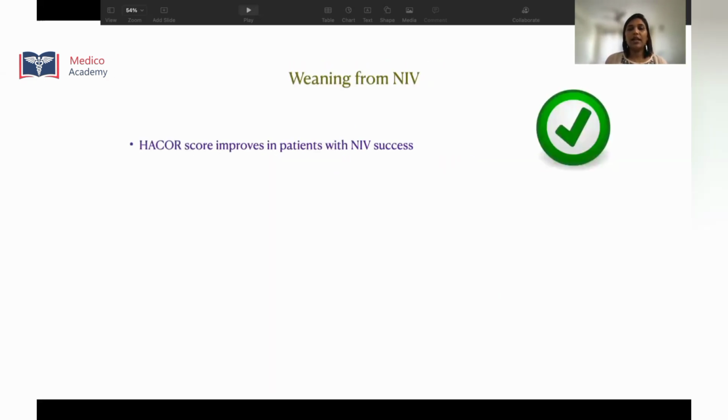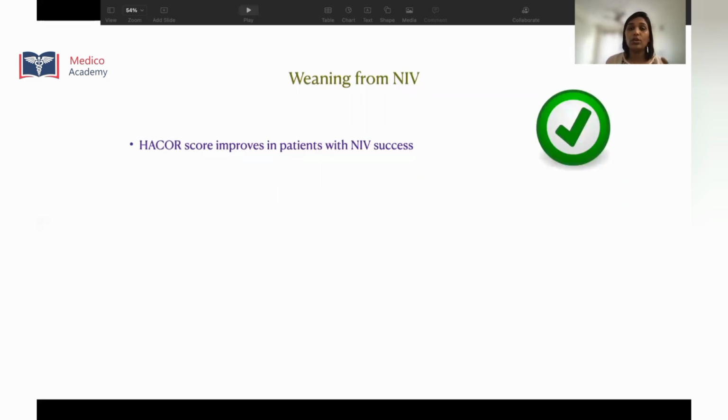So now we'll come to the last slide, which is about weaning from non-invasive ventilation. When you say that the NIV modality has been a success on a particular patient, you see that the HACOR score improves. That is the heart rate, the acidosis or the pH, the conscious level, then the oxygenation and the respiratory rate improve. One thing you need to understand is that PCO2 as such is not a part of the score, because as PCO2 increases, your acidosis will definitely worsen. So that is why in this score, PCO2 as an entity has not been taken, but it is the pH which is considered more important.